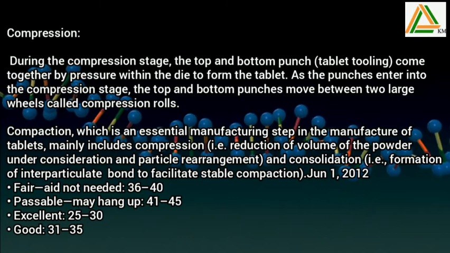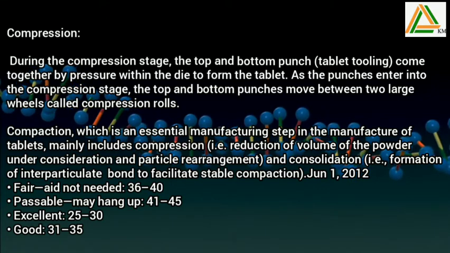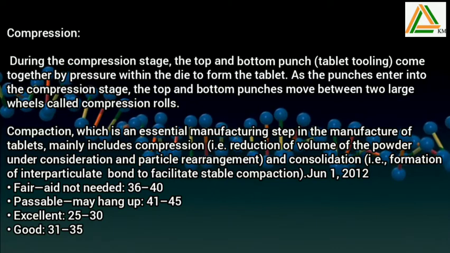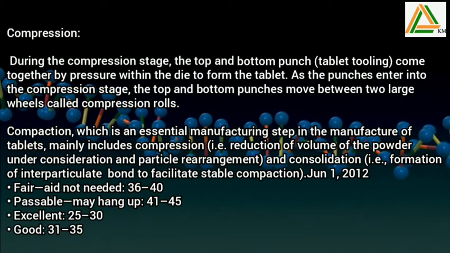Compression. During the compression stage, the top and bottom punch, tablet tooling, come together by pressure within the die to form the tablet. As the punches enter into the compression stage, the top and bottom punches move between two large wheels, called compression rolls.